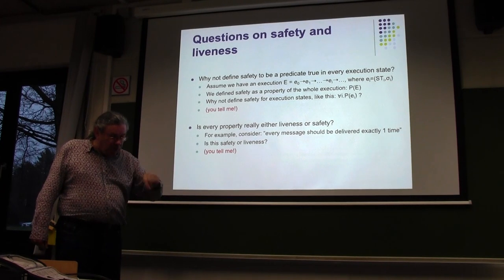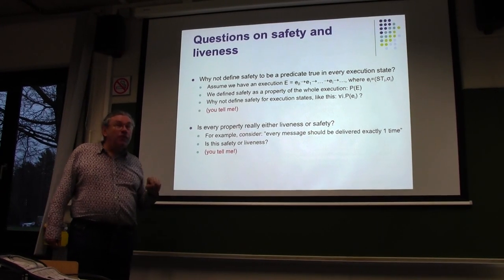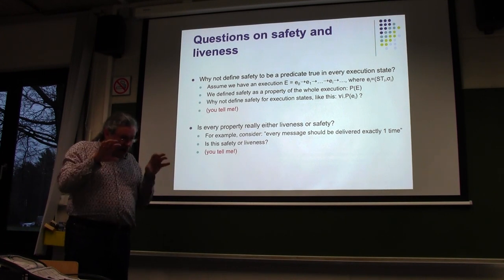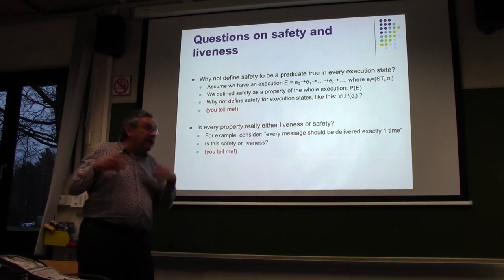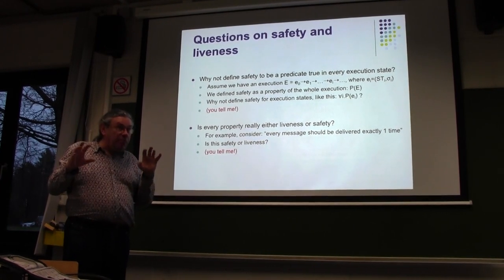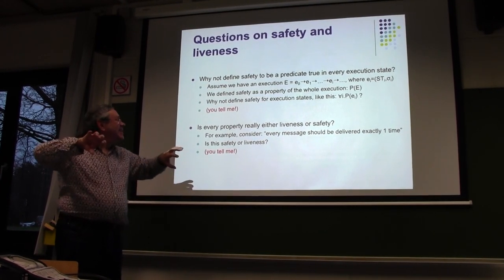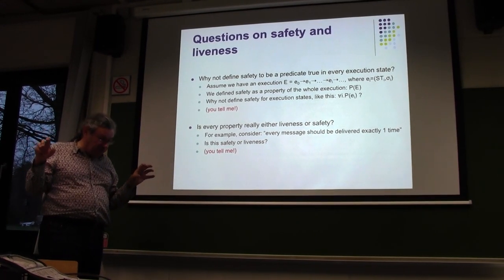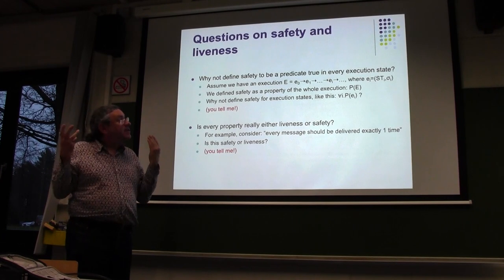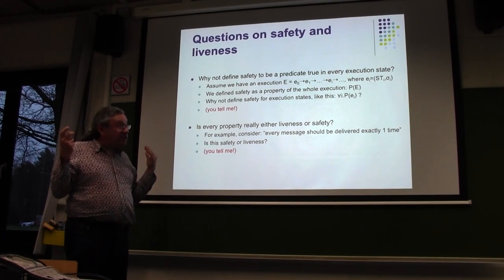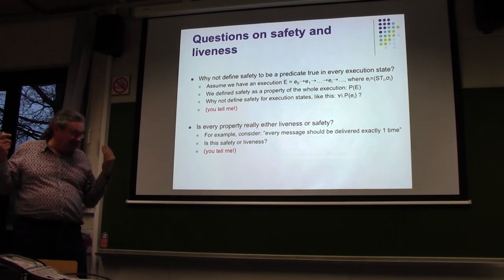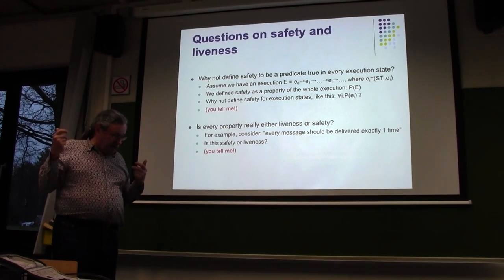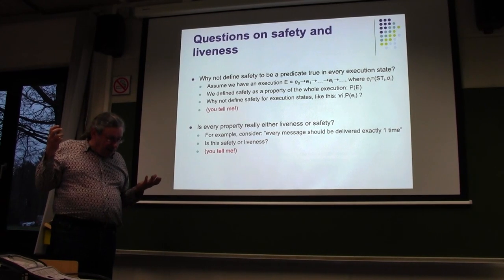But when people write down properties, they don't always think about that. They sometimes just write it down, and the property is like this one, neither safety nor liveness. So it's actually important that you split it into a safety and a liveness property, that you separate them. That's very important to get things clear, because the implementation has to do very different things to satisfy safety or liveness.